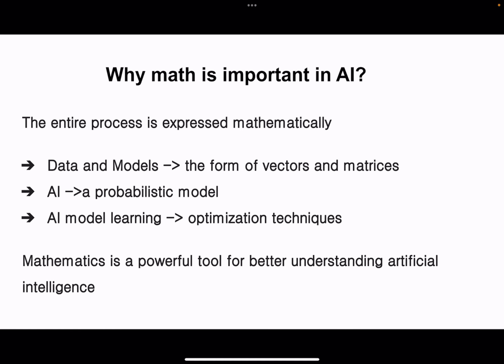Mathematics is important in the AI field because the entire process of constructing and learning AI models from data input to output is expressed mathematically. Data and models are expressed in vectors and matrices that appear in linear algebra. AI is a probabilistic model, and optimization techniques that include the concept of differentiation are used for AI model learning.